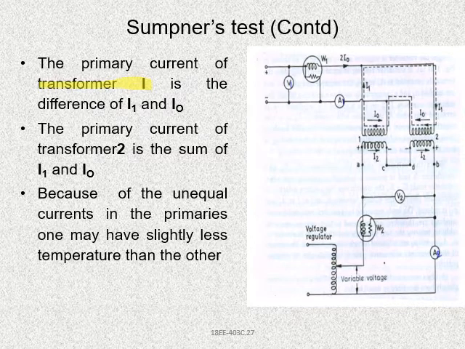Primary current of transformer 1 is the difference of I1 and I0, and primary current of transformer 2 is the sum of I1 and I0. Because of the unequal currents in the primaries, one may have slightly less temperature than the other. Obviously, the less current has the less temperature, the high current has the high temperature, since the temperature depends on the current. Please make a note of this.